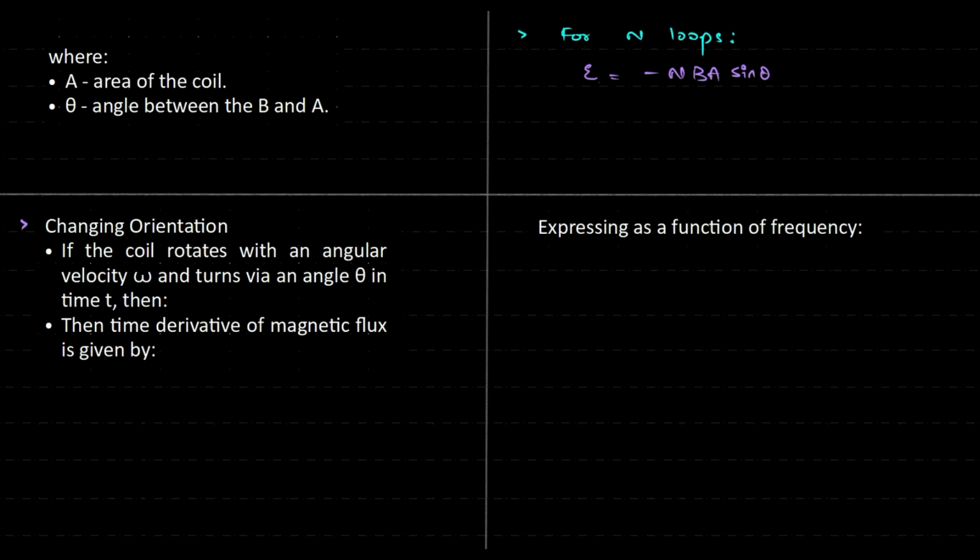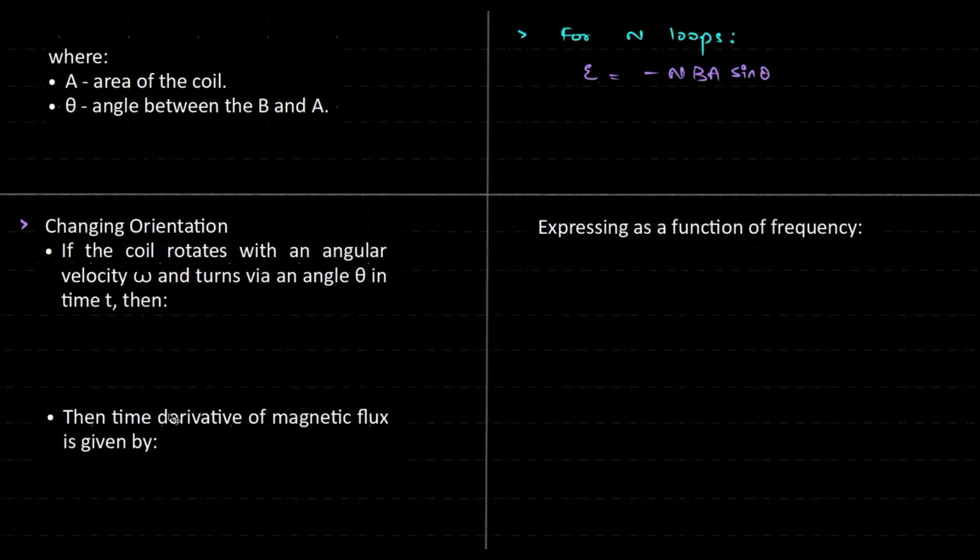Let's look at theta's dependency on angular velocity. If a coil rotates with an angular velocity omega, while theta is varying with respect to time, we can express this as theta is equal to omega t. Right? Yes, theta is equal to omega t.